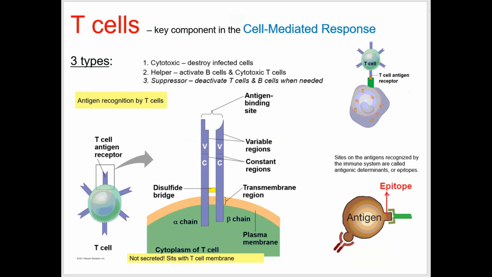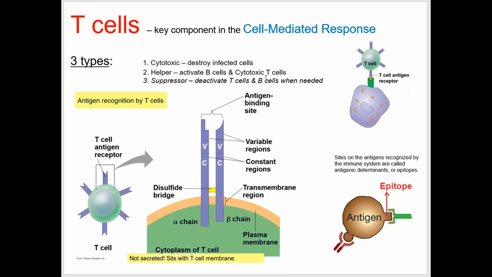There are three different types of T cells: cytotoxic, helper, and suppressor. We will discuss cytotoxic and helper, because suppressor T cells are going to deactivate T cells and B cells when needed. Clearly, when the infection is cleared, these cells are going to deactivate them, because we do not want to maintain this heightened response when there is no need.